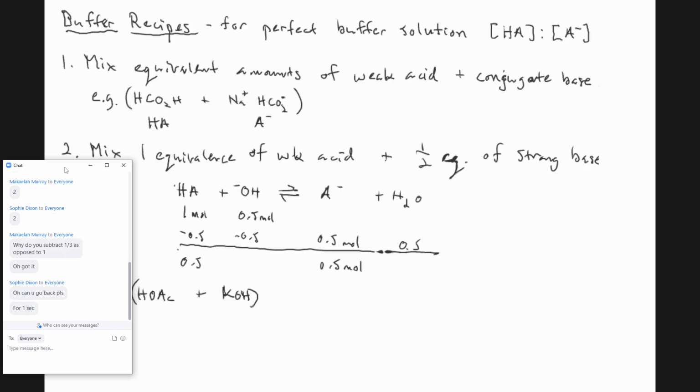Next way to make a buffer, we're going to mix 1 equivalence. Sorry. There you go. I just gave examples of real life things that you can actually mix together. But yeah, 1 mole of this and half a mole of the KOH, right, in your system.